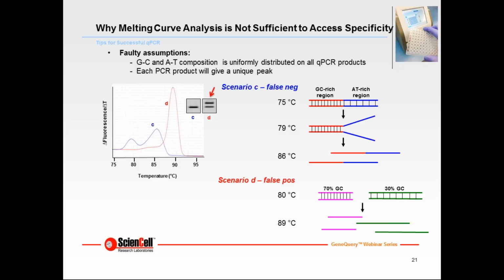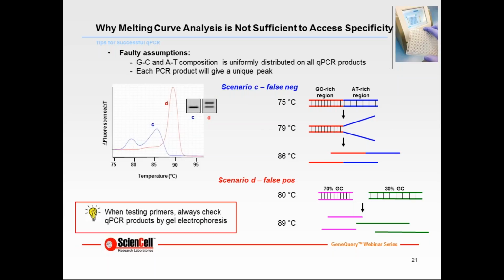And false positive, as in scenario D, where two qPCR products only give a single sharp peak in MCA, can occur when the GC content of one PCR product compensates for its size difference to another product in the same reaction. So they melt at the same temperature, 89 degrees. Although this may seem improbable, we have observed this firsthand here at ScienCell. This is why we validate all our GeneQuery primers by both melting curve analysis and gel electrophoresis to ensure the purest qPCR products.